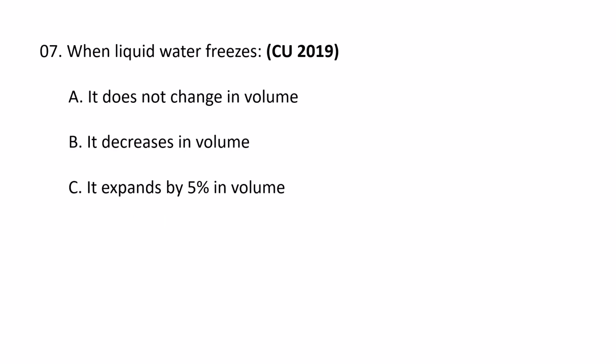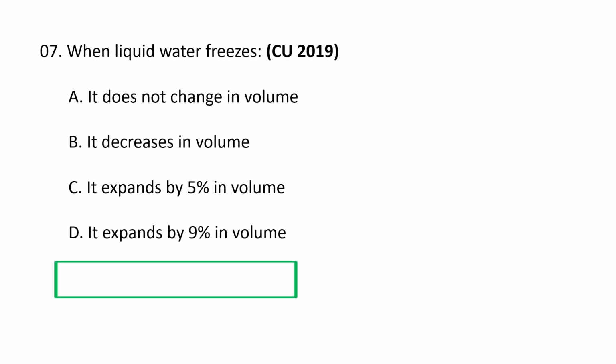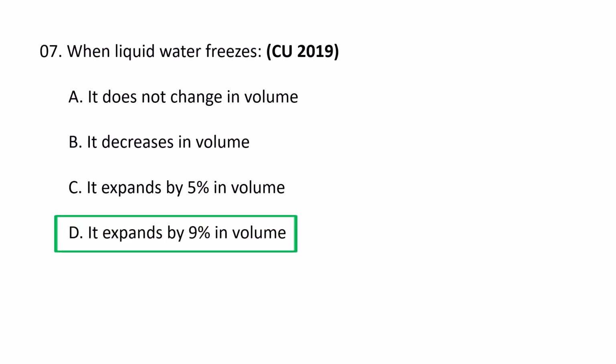Next question. When liquid water freezes, A. It does not change in volume, B. It decreases in volume, C. It expands by 5% in volume, and D. It expands by 9% in volume. When liquid water freezes, it expands 9% in volume. This expansion is a key factor in why ice floats on water, and it can cause issues like bursting pipes or cracked bottles in the freezer.